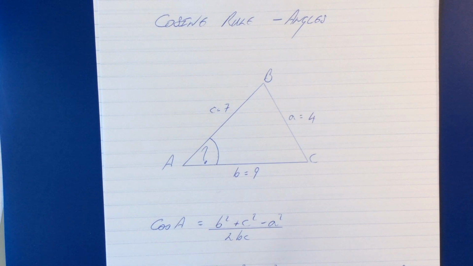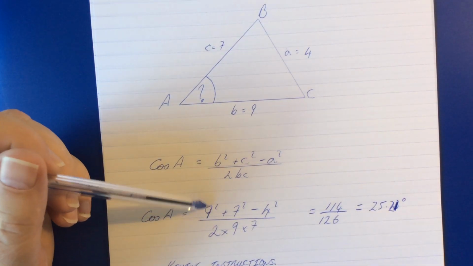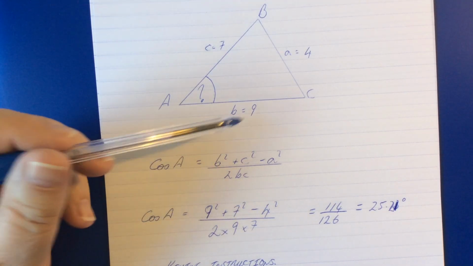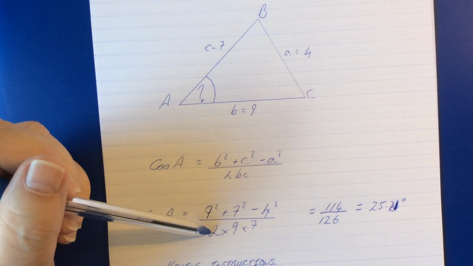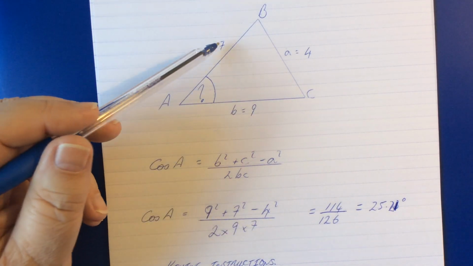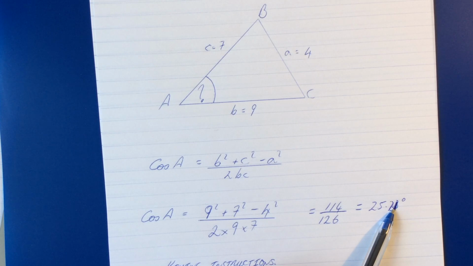Now, when you plug and play this, pretty much you just put the numbers in. So 9 squared plus 7 squared minus 4 squared, divided by 2 times 9 times 7. And put that in a calculator, you get 114 over 126, which, when you go through the motions, gives you the cosine of the angle, 25.21 degrees to 2 decimal places. That's it. That's really it.